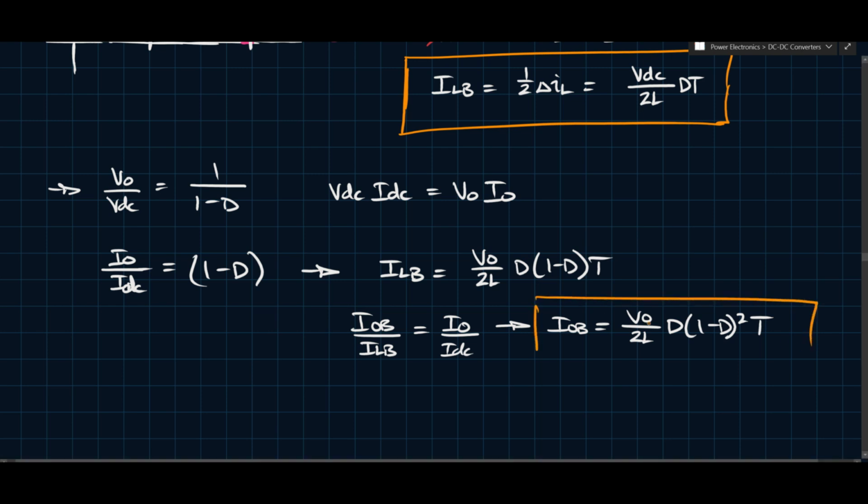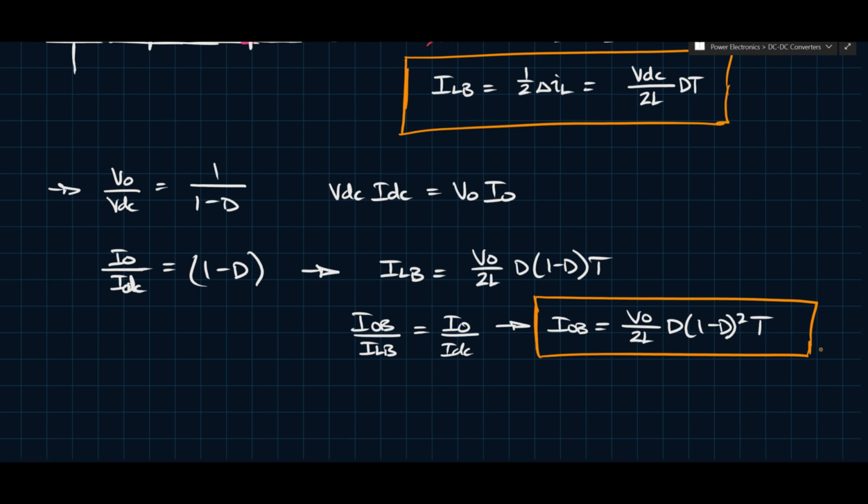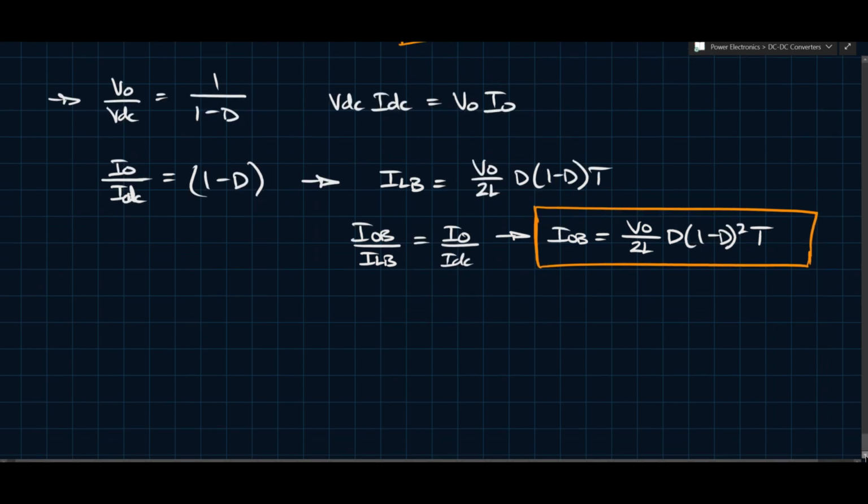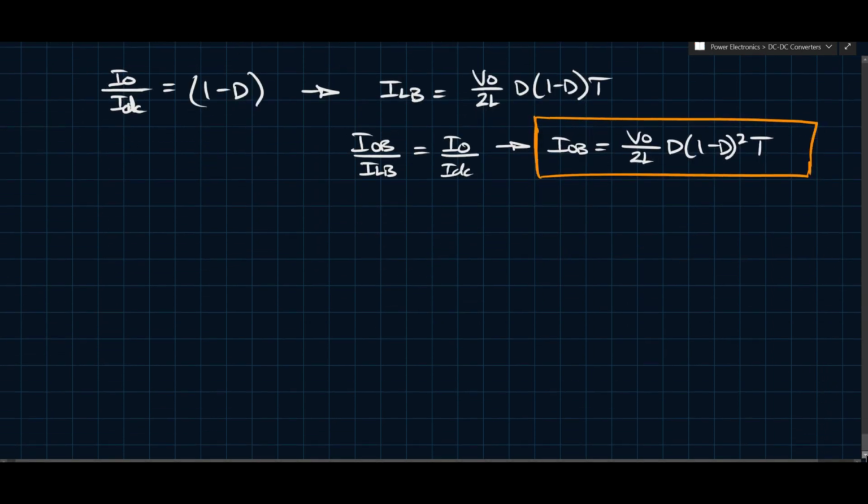Now I can compare the output current with the output boundary current in order to determine which mode of operation I'm in. Before, I can't compare IL to IO, right? It's not the same current. You have to compare the actual current to its boundary value. So you compare IO with IOB. If IO is greater than IOB, this is CCM. If IO is less than IOB, this is DCM.